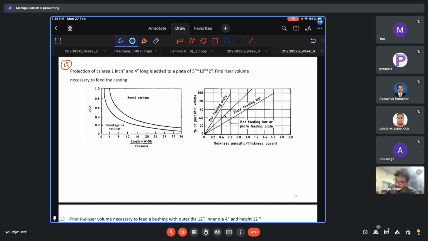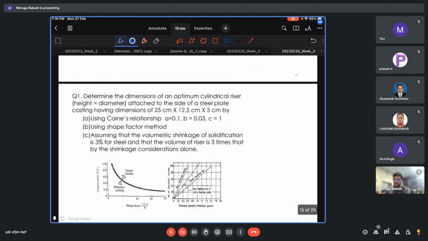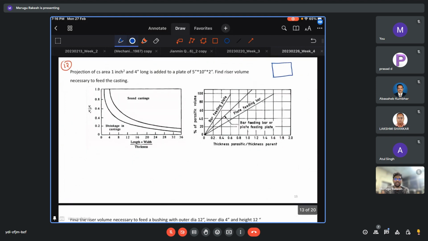So these are nothing but, suppose if you have a casting, I will show the diagram itself. There is one diagram. These are called the appendages. The four legs here they are showing are the extensions of this casting. So we have different formulas for calculating the shrinkage at the riser volume for appendages as well as the casting.